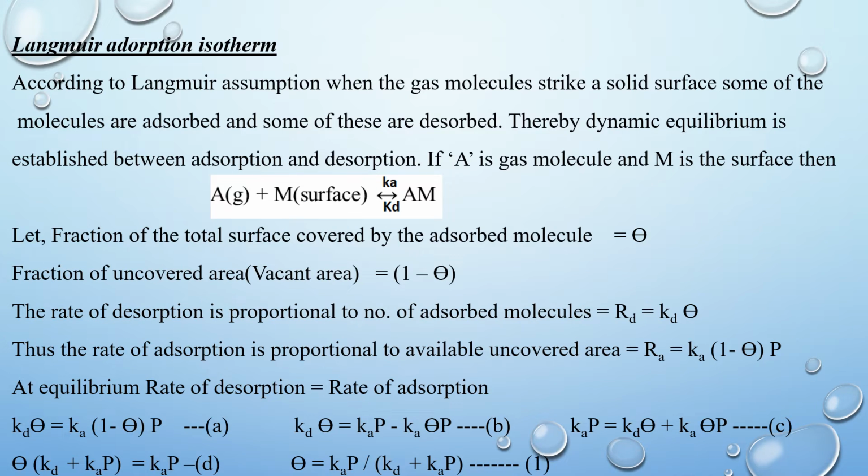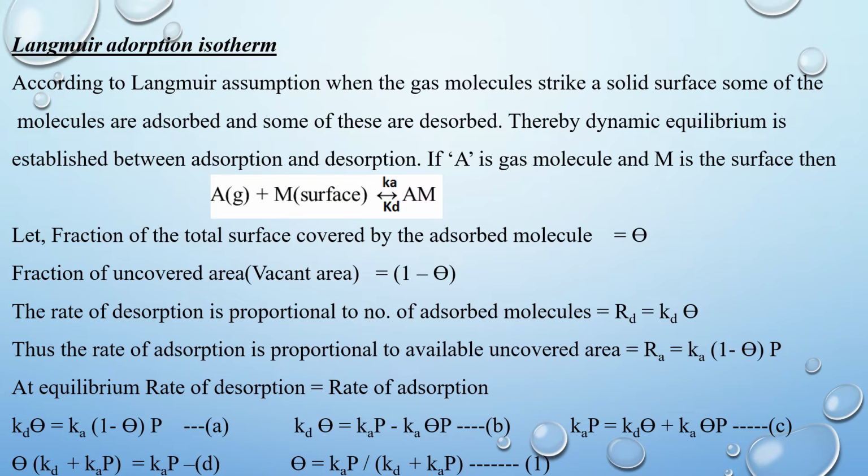The next adsorption isotherm is the Langmuir adsorption isotherm. According to the Langmuir adsorption isotherm, there is an assumption that when gas molecules strike a solid surface, some of the molecules are adsorbed and some are desorbed. Thereby, a dynamic equilibrium is established between adsorption and desorption. Suppose A is a gas molecule and M is the surface, then A plus M gives AM.